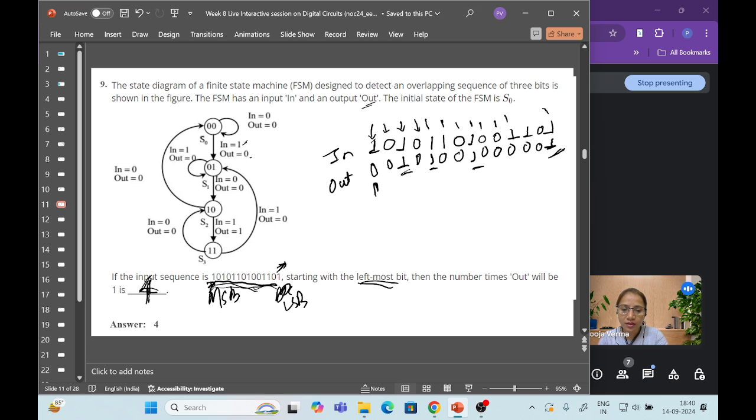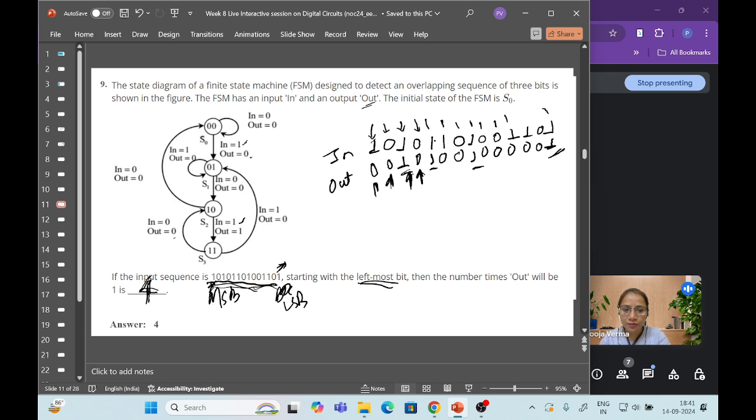Now next in the sequence, we have reached 0 at state 01. Now the in is 0, so it is moving to the next state, that is 10, but the corresponding out is 0. So that's why I have noted down 0 here. Now check the next bit, that is 1. For 1, when in is 1, out is 1, so I have noted it down here. It is moving from 10 to 11. Now we have reached this state. Now the next bit is 0. For in equal to 0, it is going to state 10, but the corresponding out is 0. So note it down here.